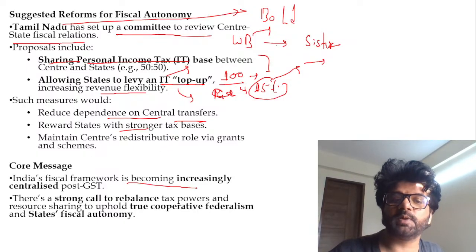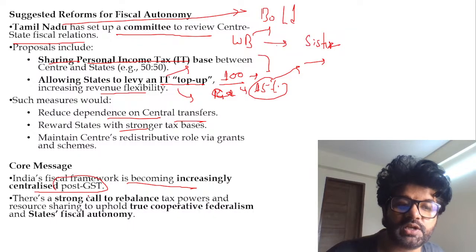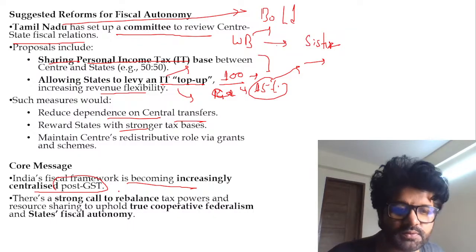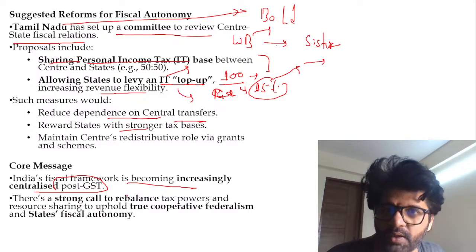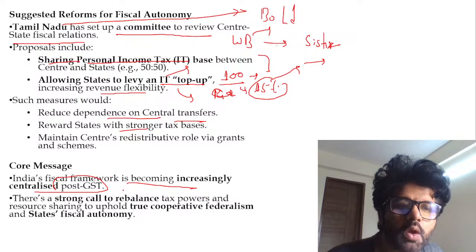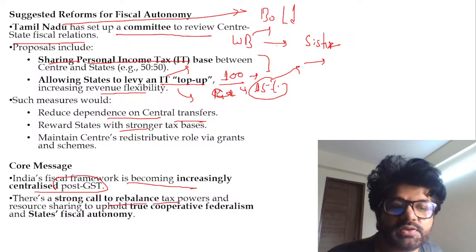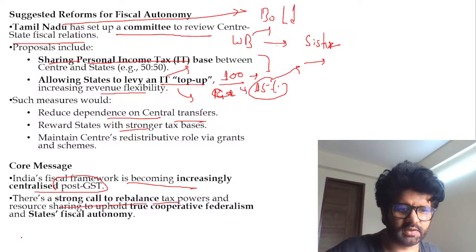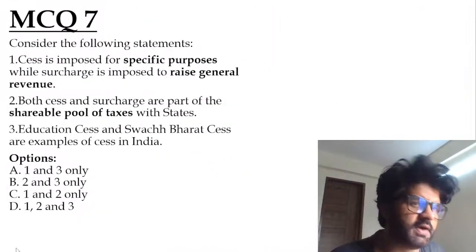India's fiscal framework is becoming increasingly centralized post GST. One nation, this and that is not too good, guys. One nation, one election, one nation, one culture, one nation, one language. So there is a strong call to rebalance tax power, and you can see all these things. I'm not reading this. We should promote cooperative federalism.